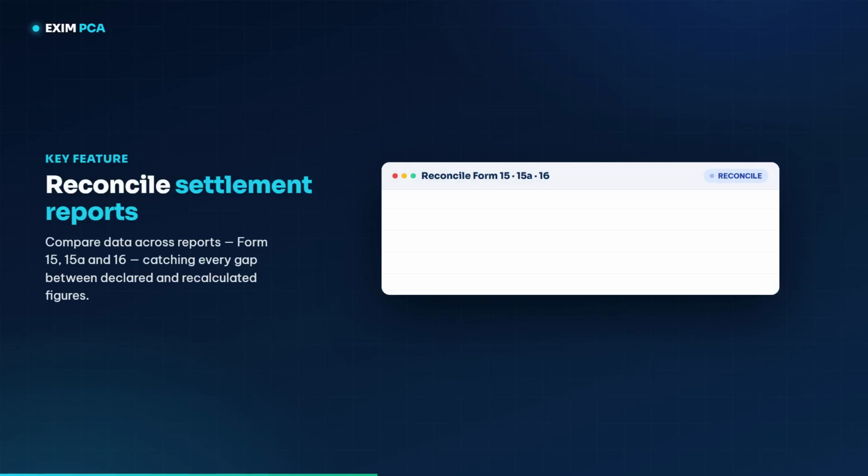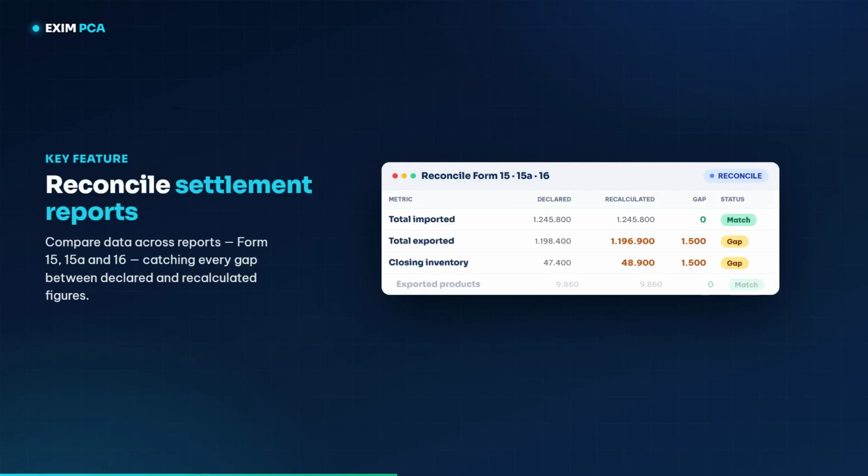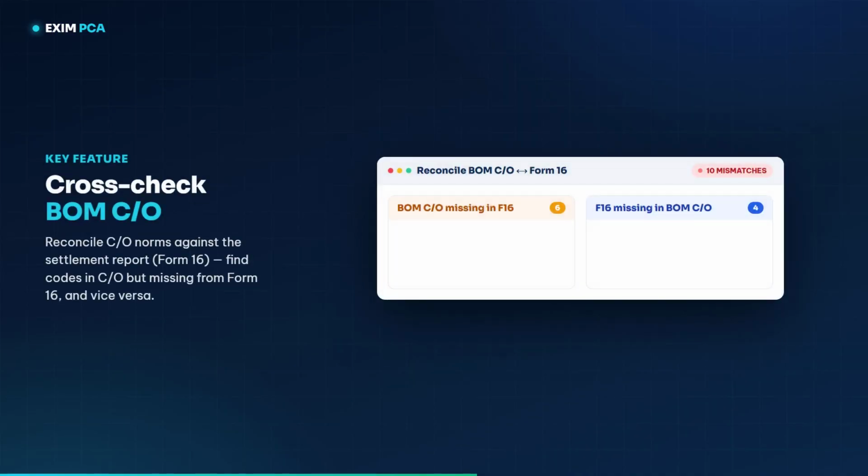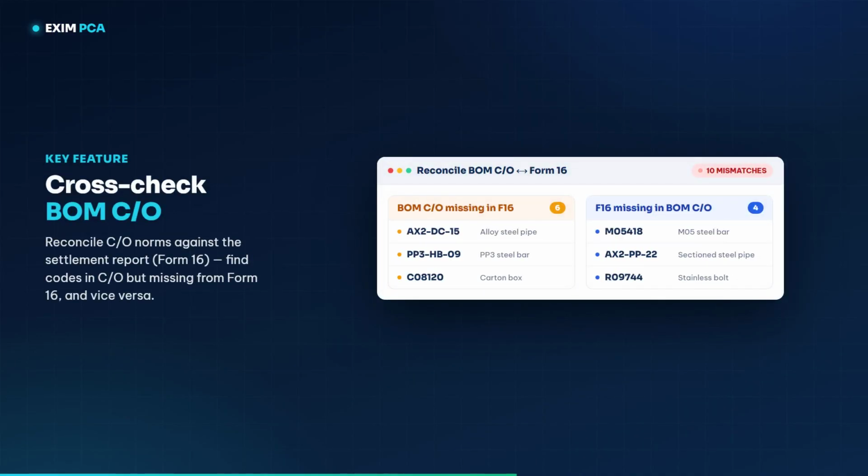It also reconciles data across settlement reports, Form 15, 15A and 16, catching every discrepancy. And a key feature, it cross-checks the CO bill of materials against Form 16, finding codes in CO but missing from Form 16, and vice versa.